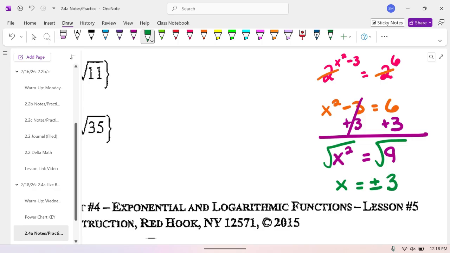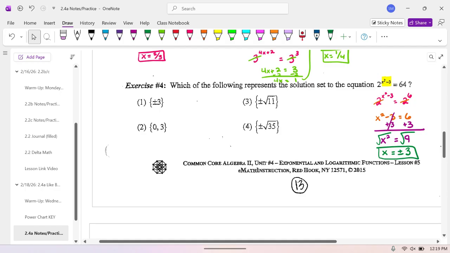Because remember, the square root of 9, we don't know for sure whether it's positive 3 or negative 3. Because if you think about it, 3 squared is 9, and negative 3 squared is 9. All right? So to account for both of them, we put that little plus or minus in front of it. So that would be our answer. So it'd be 1.